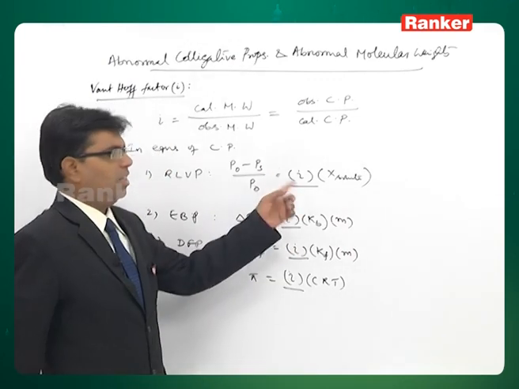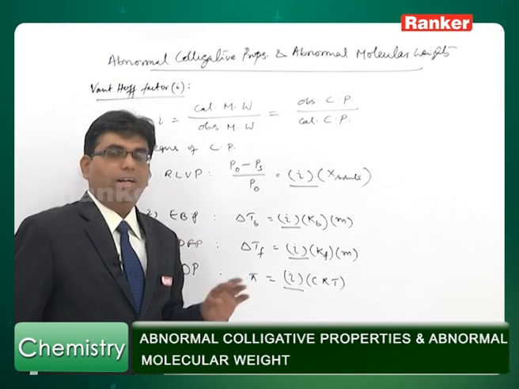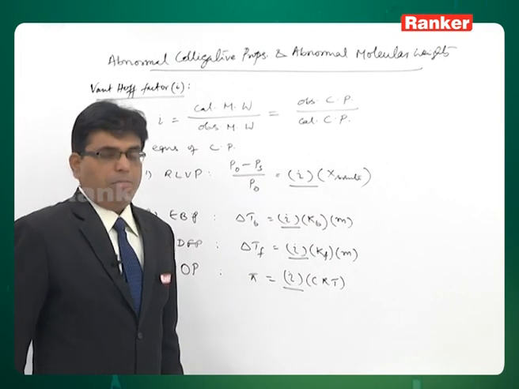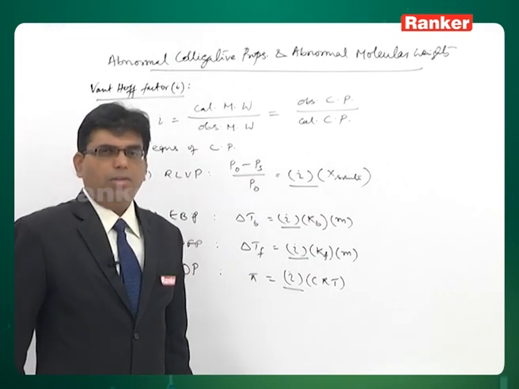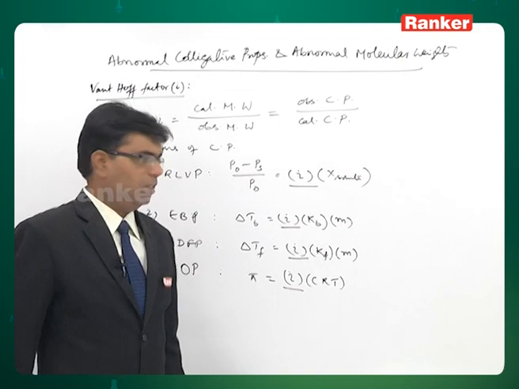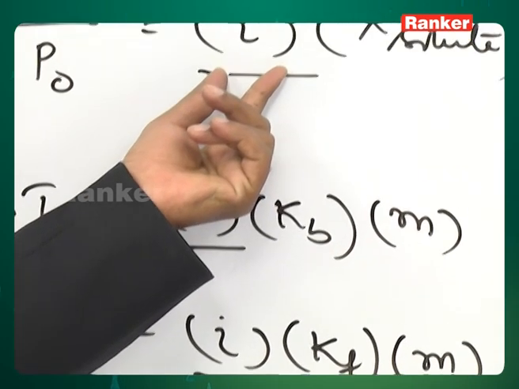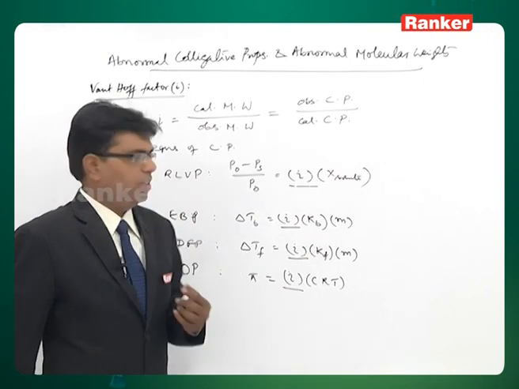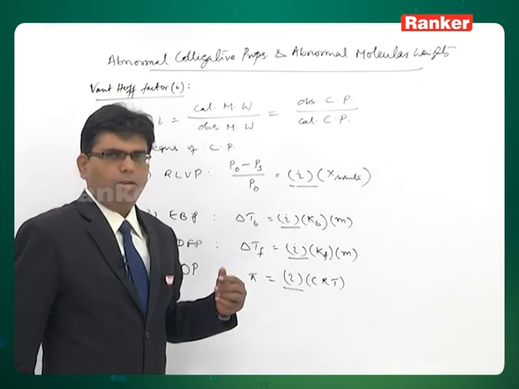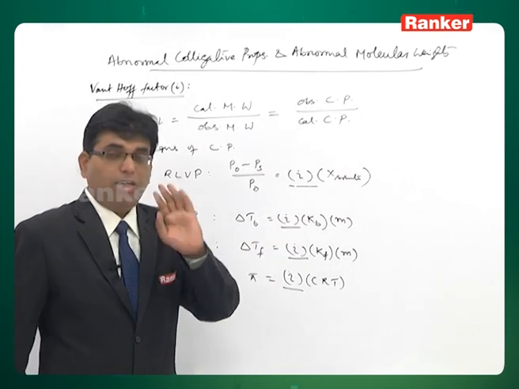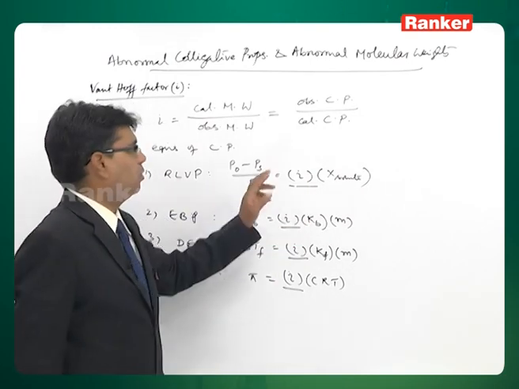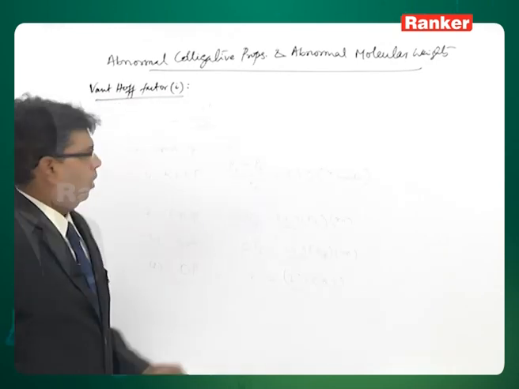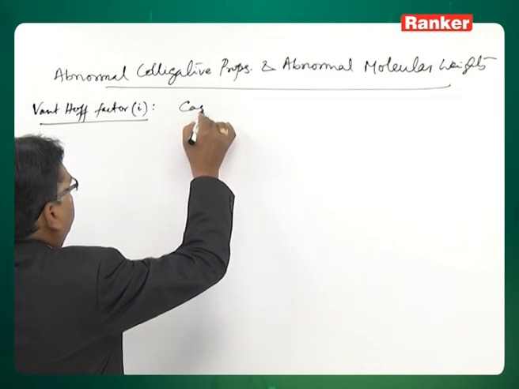Now, how does this correction factor relate to the degree of dissociation or degree of association, that means alpha? In case of a solute undergoing dissociation, how to calculate this i, and in case of a solute undergoing association, how to calculate this i. How this i relates to that degree of association or dissociation alpha is what we see in the next discussion.